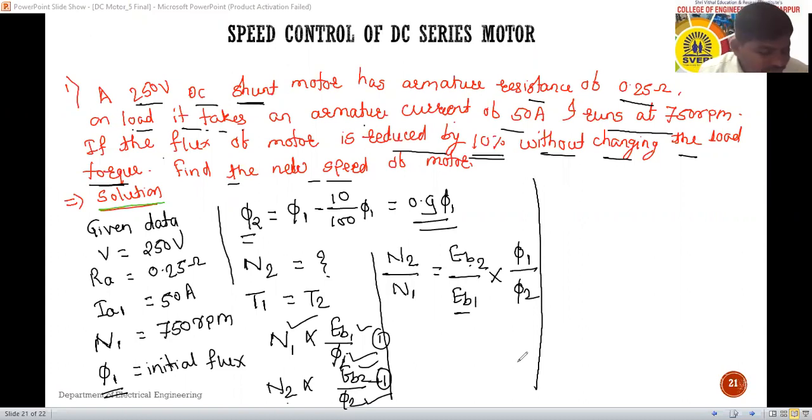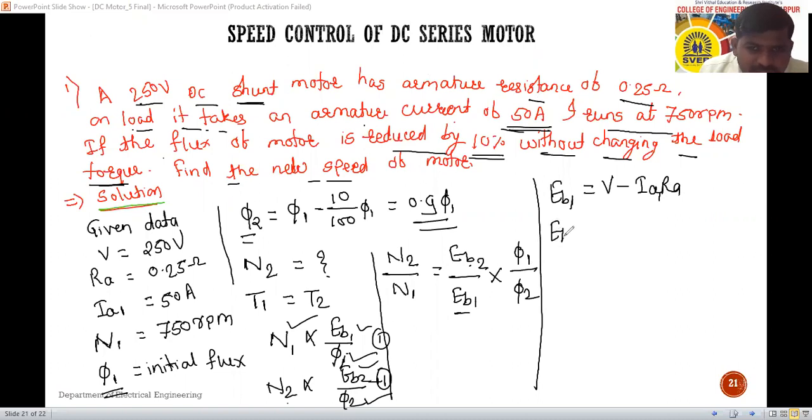Okay, see again, we know that we want to calculate Eb2 and Eb1. Now Eb1 we can calculate. What is the formula for calculation of Eb? Eb equals terminal voltage V minus Ia into Ra in case of a shunt motor. So suppose we want to calculate Eb1. Eb1 equals V minus Ia1 into Ra. Now Ia1 we have, where is Ia1? Ia1 is here, that is 50 ampere. From this we can calculate Eb1.